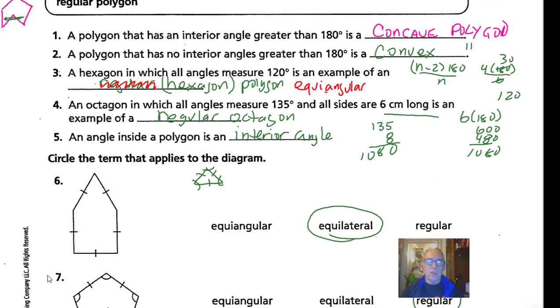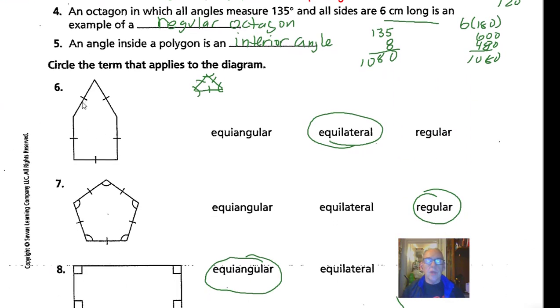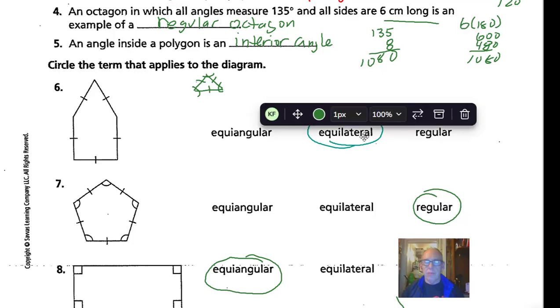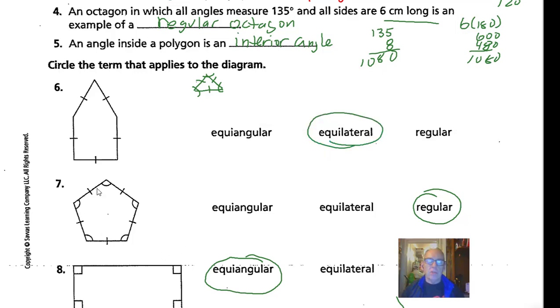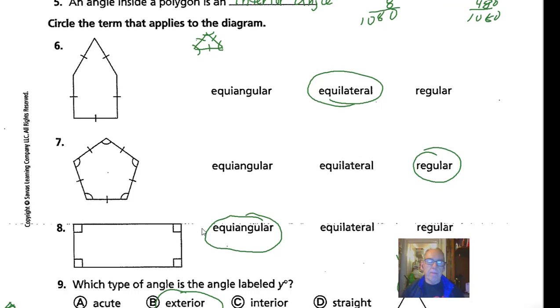Let's look at number 6. Here we have a pentagon, but it's marked as being equilateral. It's got equal sides, so this is equilateral. Number 7, we have another polygon. It's a pentagon, just like number 6, but this pentagon has equal angles and equal sides. That makes it regular.